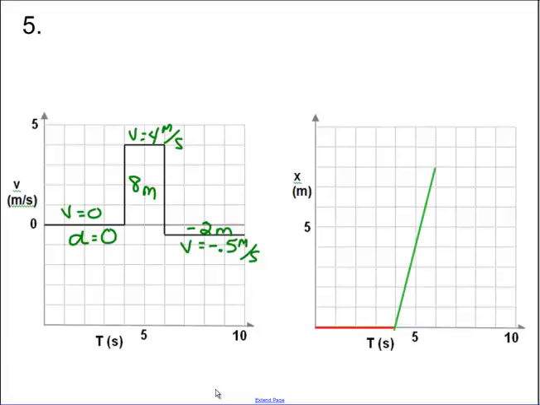In our third section, we traveled 2 meters back towards the origin, so starting at 8 meters, we end up at 6 meters. So we're going to connect 6 meters at 10 seconds with 8 meters at 6 seconds, and we get the third segment of our position time graph from this velocity time graph.